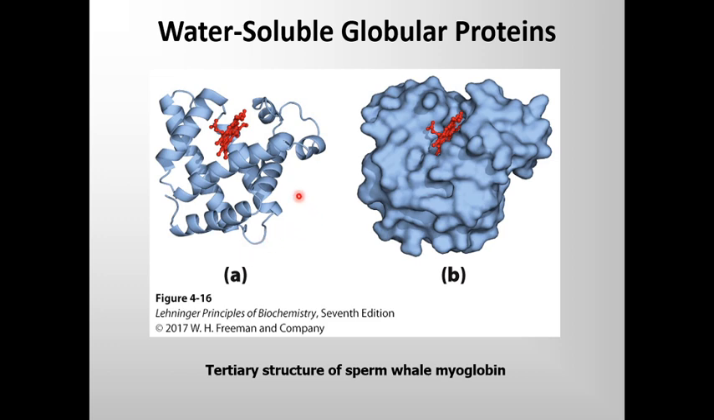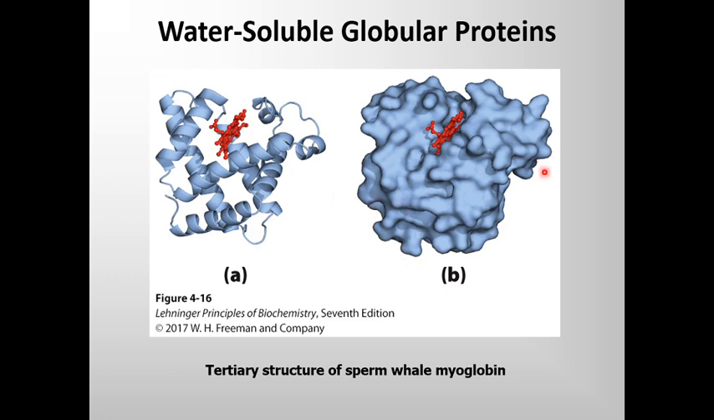The other thing that you need to notice is a red-colored molecule that is stuck to the protein. This is called a heme group, H-E-M-E. A heme group is what helps myoglobin to bind oxygen and store it and also carry it to muscle cells. Now, this is a prosthetic group that is attached to the protein. We will talk about this protein in detail when we talk about protein function.